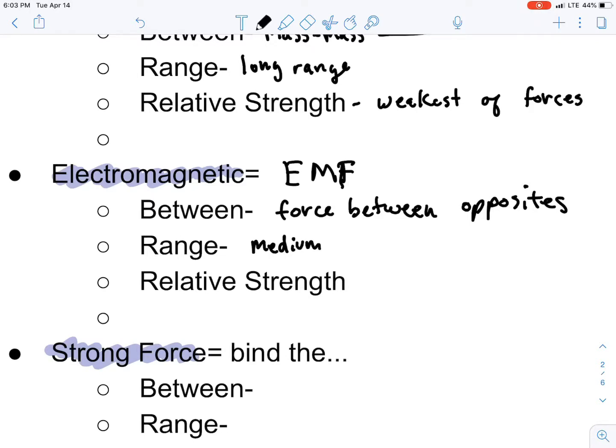And it's pretty strong, though. It's a lot stronger than gravity, that's for sure, right? Because a magnet can pick up a lot more. A magnet can pick a car up, right? And so it's pretty strong. I'm going to say that it's medium strong force, right? So it's in the middle there.